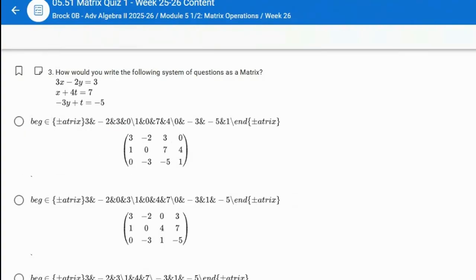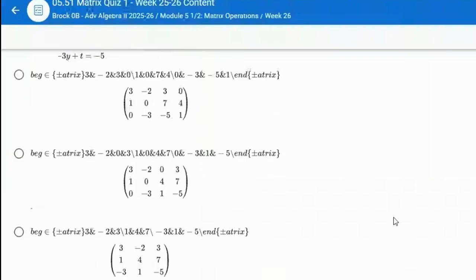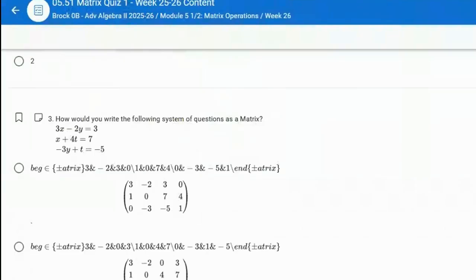How would you write this system of equations as a matrix? And there are 4 choices. So you have to look and see. Remember, like this one is missing a Z. This one's missing a Y. This one's missing an X. So there's zeros in those matrices. So you've got to make sure the zeros are in the right place.